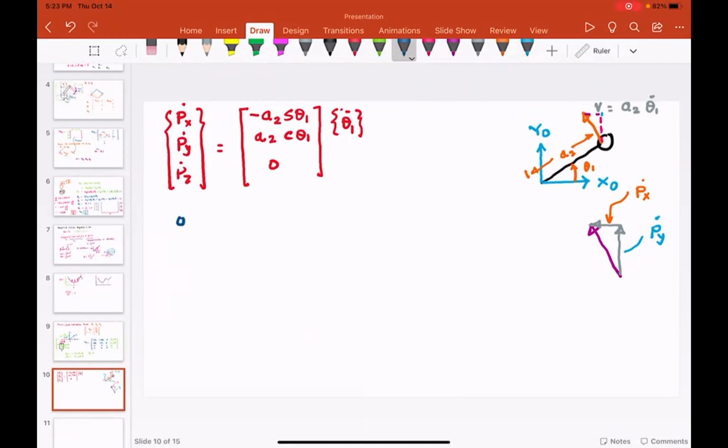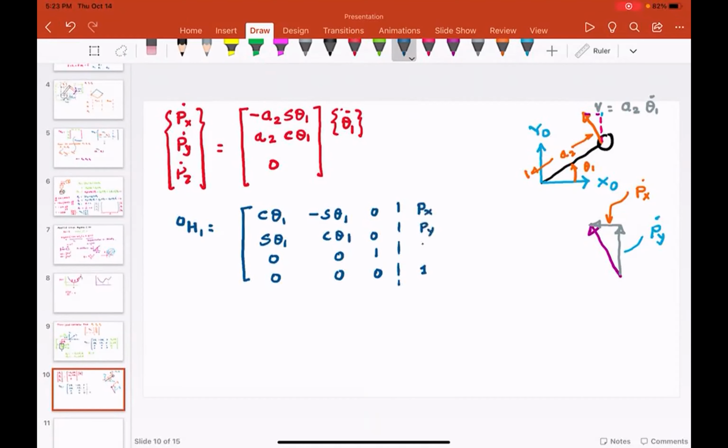Look at your H01 matrix. Your H01 matrix for this robot is cosine theta 1, minus sine theta 1, 0, sine theta 1, cosine theta 1, 0, 0, 0, 1, and you have Px, Py, and Pz here.